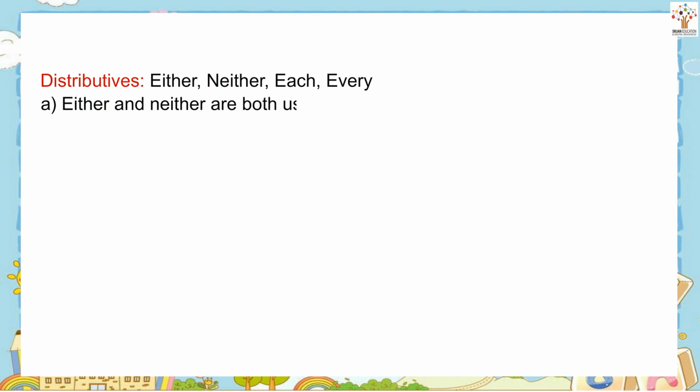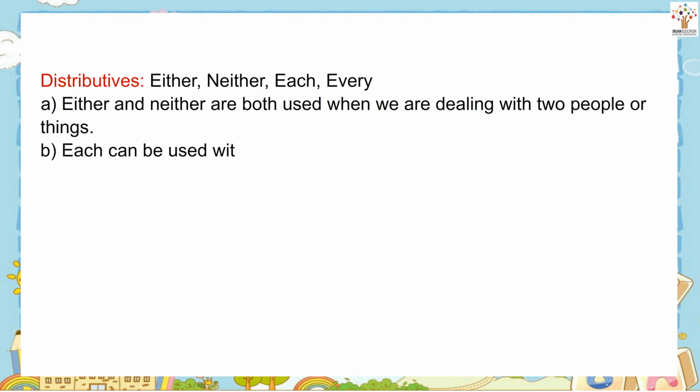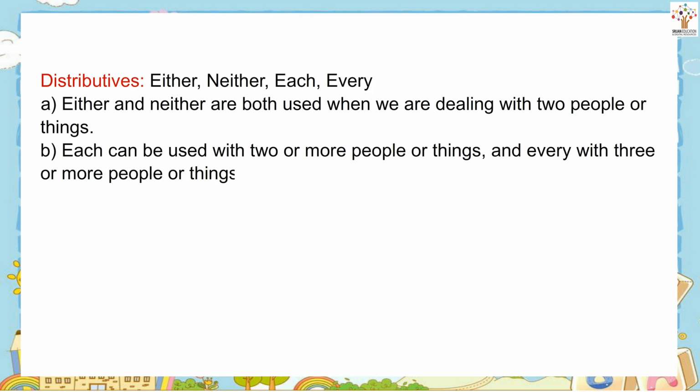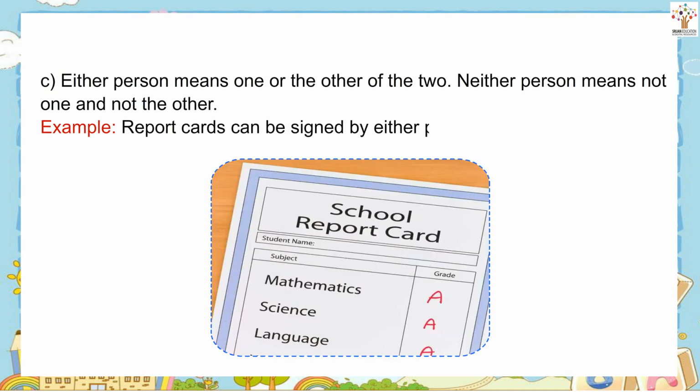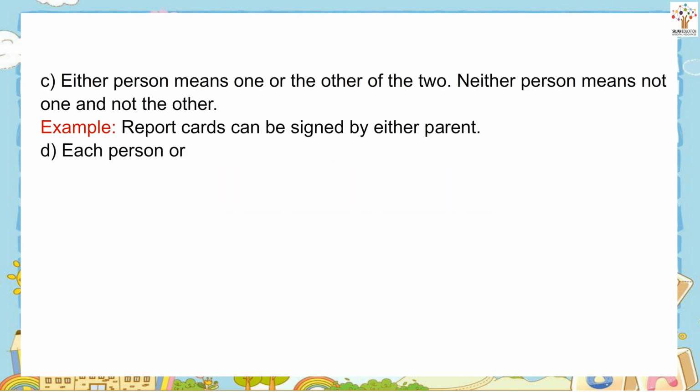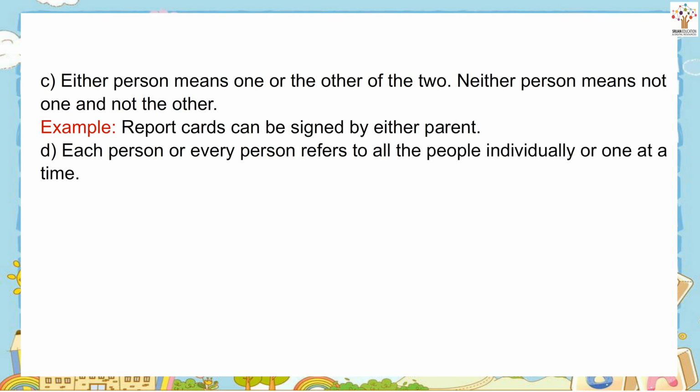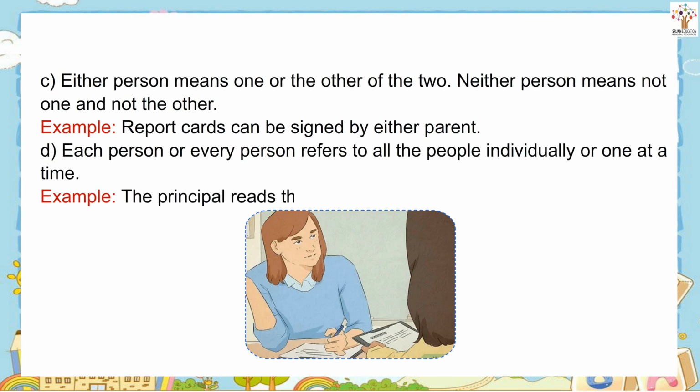Distributives: either, neither, each, every. Either and neither are both used when we are dealing with two people or things. Each can be used with two or more people or things, and every with three or more people or things. Either person means one or the other of the two. Neither person means not one and not the other. Example: report cards can be signed by either parent. Each person or every person refers to all the people individually or one at a time. Example: the principal reads the report of each child.